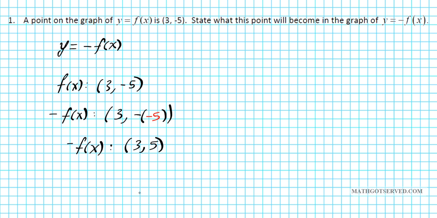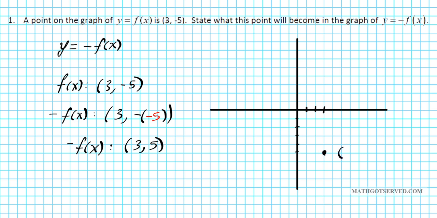Now, this is how to do it algebraically. If you want to do the same problem graphically, all you do is draw the graph of the original point, (3, -5): 1, 2, 3 across, and then go down 1, 2, 3, 4, 5, right there.